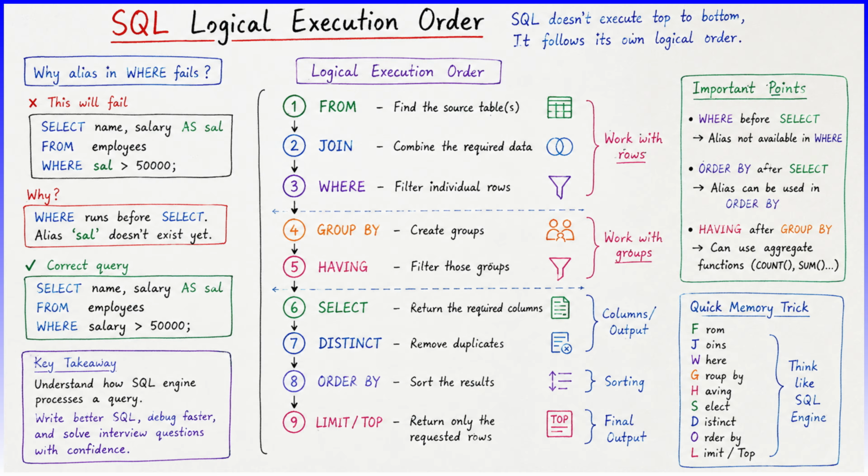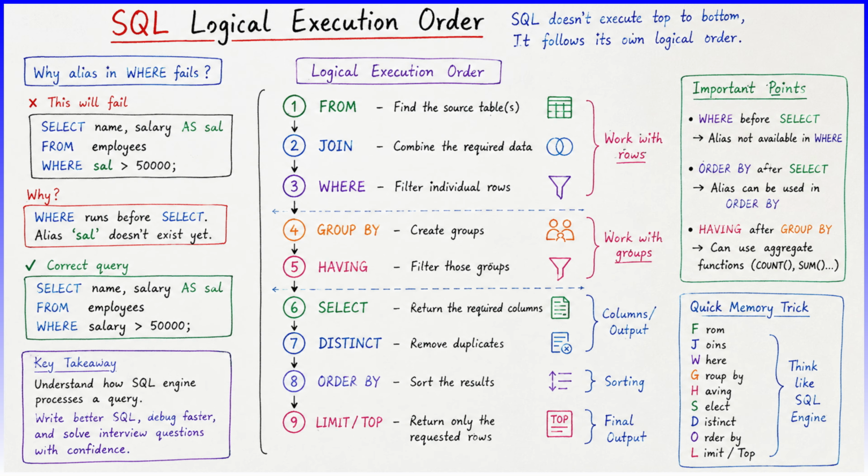Once the select statement is done, next we have distinct and then order by. If distinct is used, duplicate rows are removed, followed by order by. Now SQL sorts the final results. Since the alias already exists, we can use alias names in the order by clause, and it works perfectly here.